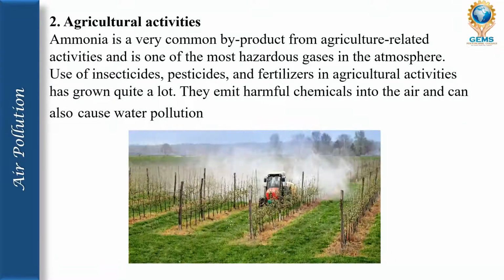The next one is agriculture activities. Ammonia is a very common byproduct of agriculture related activities and is one of the most hazardous gases in the atmosphere. The use of insecticides, pesticides and fertilizers in agriculture activities has grown quite a lot. They emit harmful chemicals into the air and can also cause water pollution.